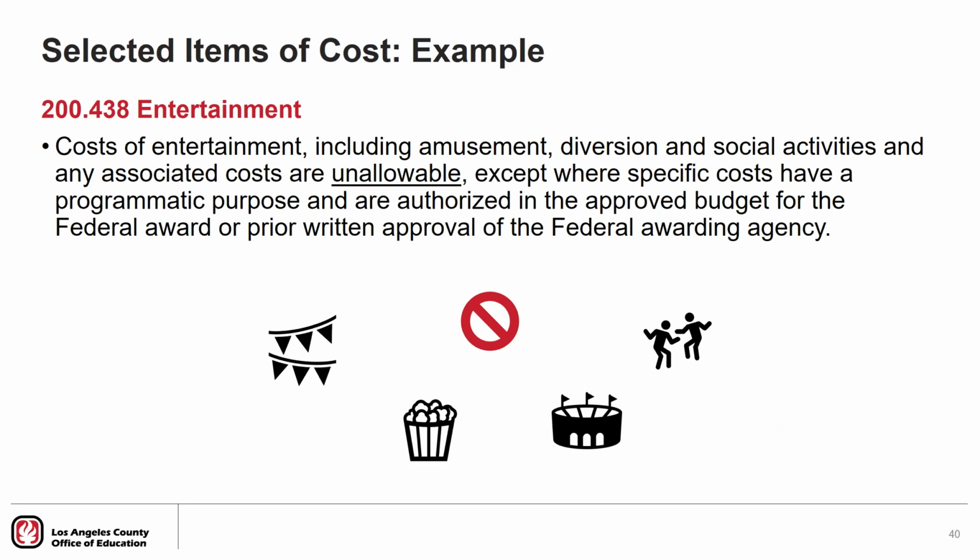So here we look at a selected item of cost. 200.438 addresses entertainment. This item is very clear. Costs of entertainment, including amusement, diversion, and social activities, and associated costs are unallowable. While the item notes, except where specific costs have a programmatic purpose, we have not seen a connection for entertainment to programmatic purpose. So entertainment should not be included using federal funds.